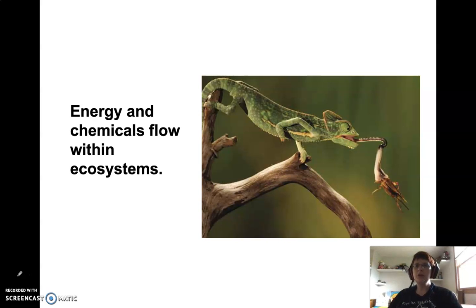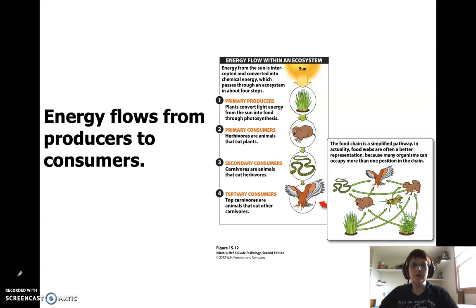This is lecture 3 of chapter 17, and we are picking up now talking about energy and chemical flow in ecosystems. We're going to start with energy and how energy moves through organisms in an ecosystem. And then after that, we will pick up and talk about how chemicals move through an ecosystem. So let's take a look at first with energy.